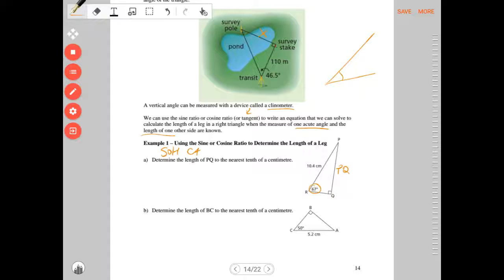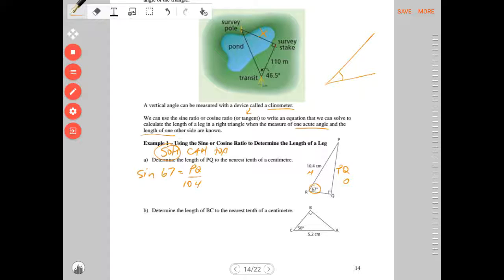SOHCAHTOA. So we name the side. PQ is the opposite. 10.4 is the hypotenuse. Okay, so opposite, hypotenuse, that is sine. So we go sine of 67 equals opposite, so that's PQ, divided by hypotenuse, so that's 10.4.